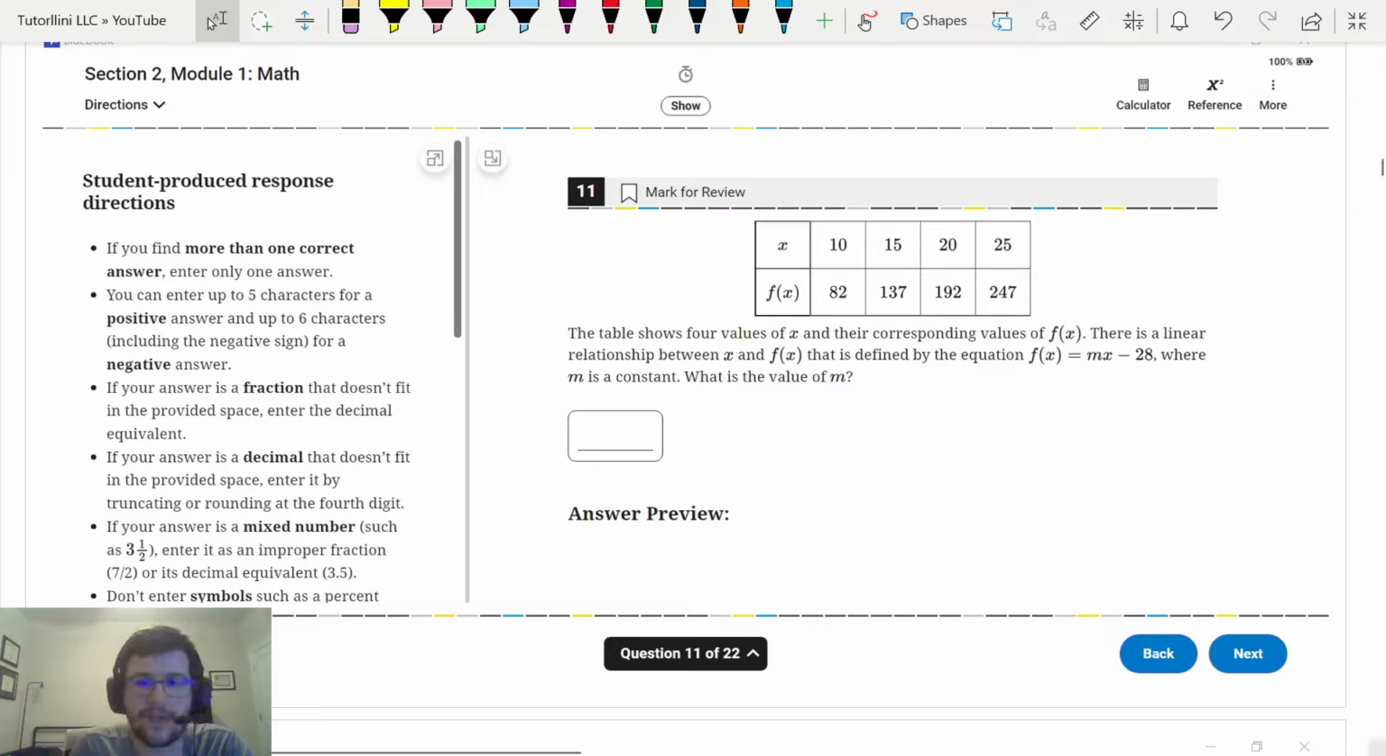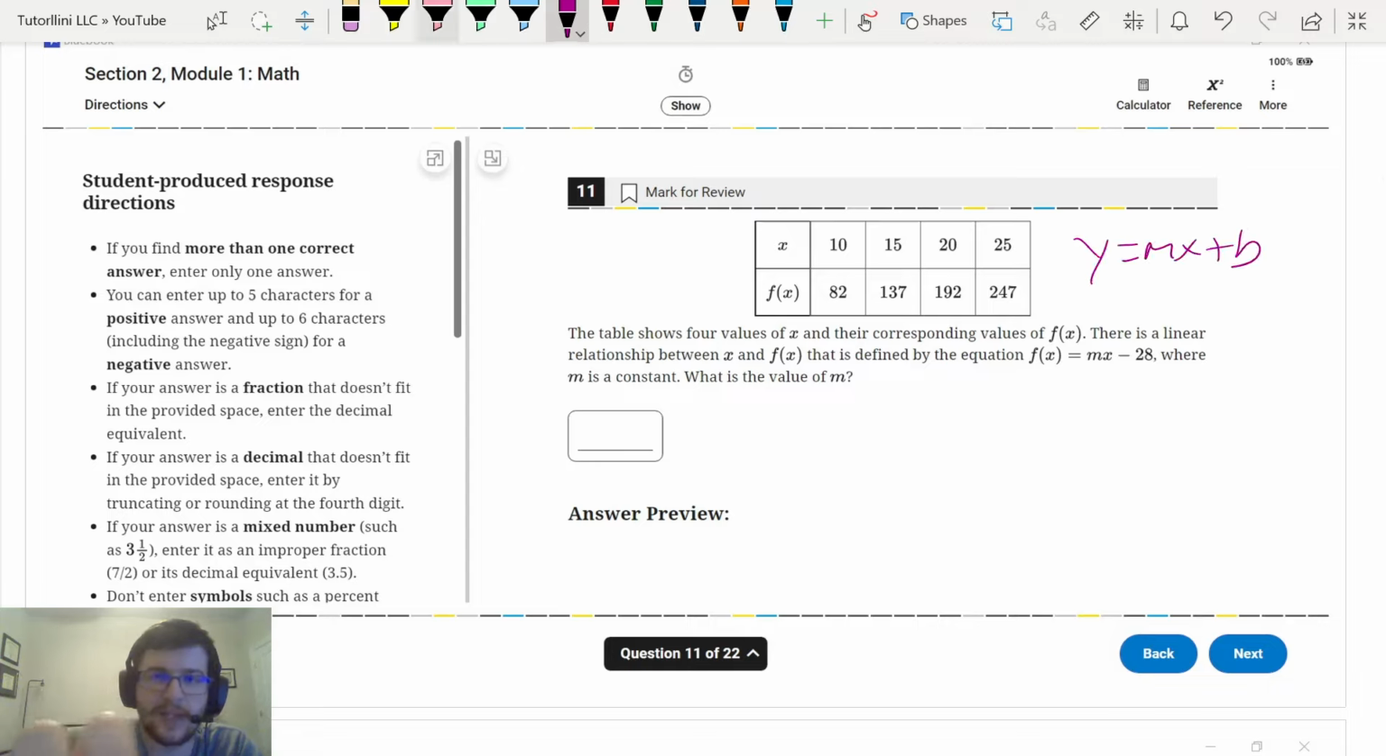Okay, so it basically wants us to find the slope, because m is the slope in mx plus b, right? And this is just mx plus b, but with the y-intercept of -28. So they just want us to find the slope. So the slope formula is m equals y2 minus y1 over x2 minus x1. You can use whatever points you want. I'm going to use these two. And remember, f of x is the same thing as y.